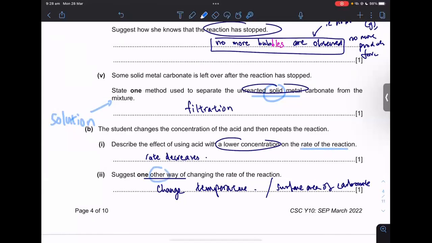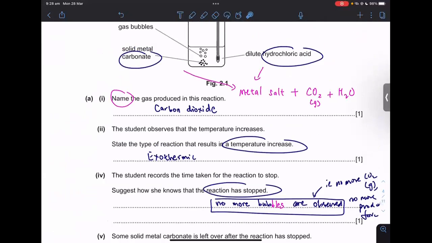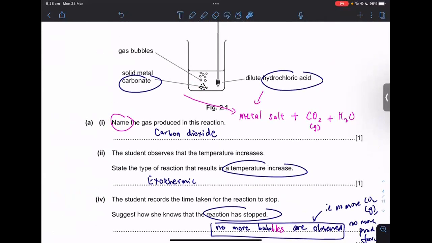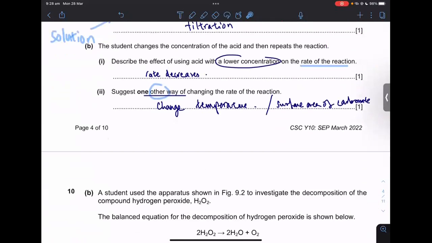What are the other factors that affect the rate? They want other, so you cannot use concentration again. You can say temperature. You can say surface area of the carbonate, because the carbonate is a solid. You cannot say pressure of the gas because you are not reacting gases together. You're reacting a solid and a solution. Dilute hydrochloric acid means aqueous. Aqueous means dissolved in water, which means you have a solution. You have a mixture, from lower secondary science as well as year 9 chemistry.